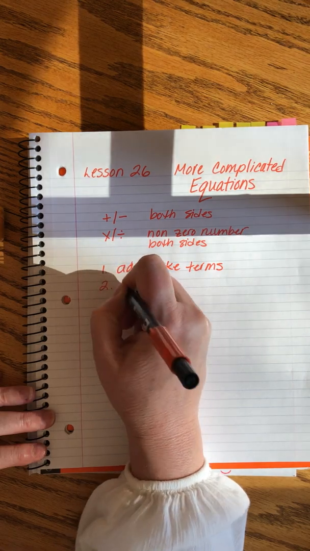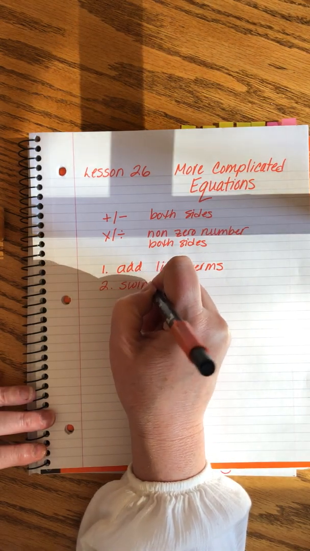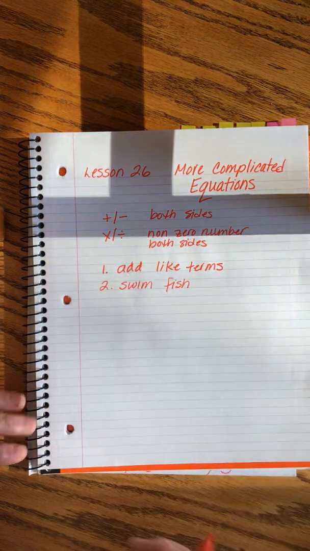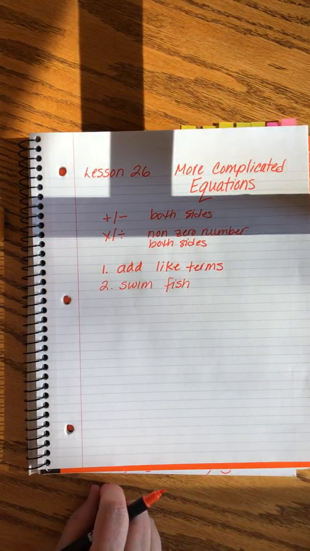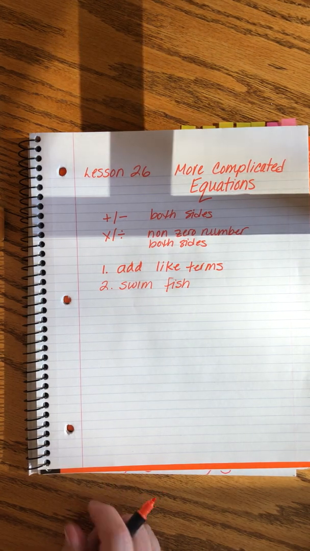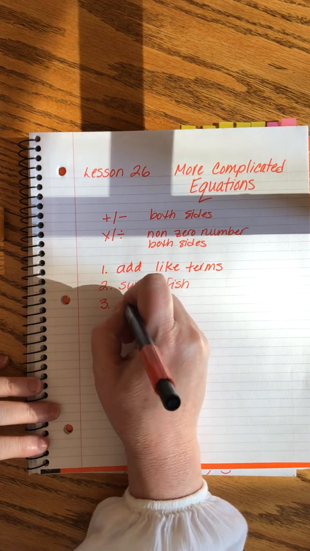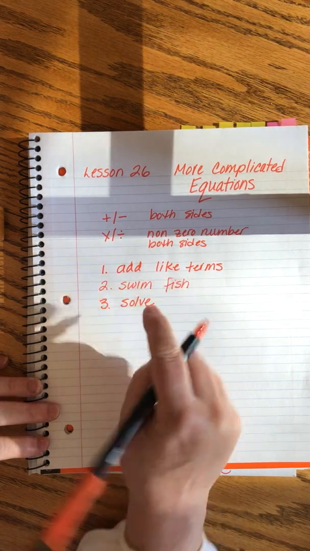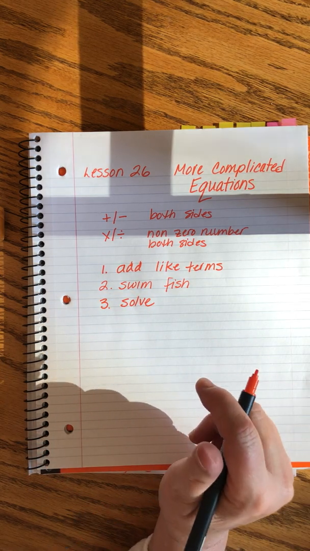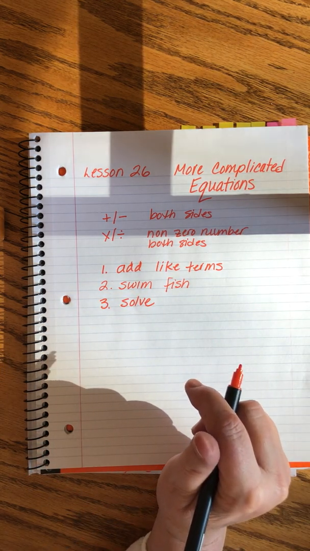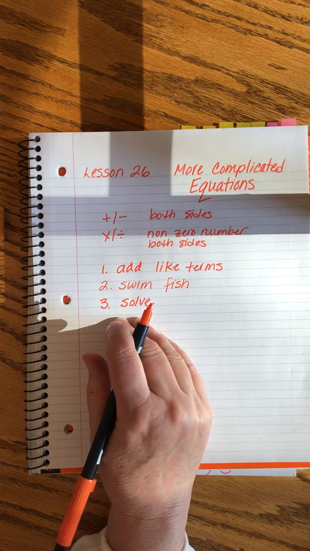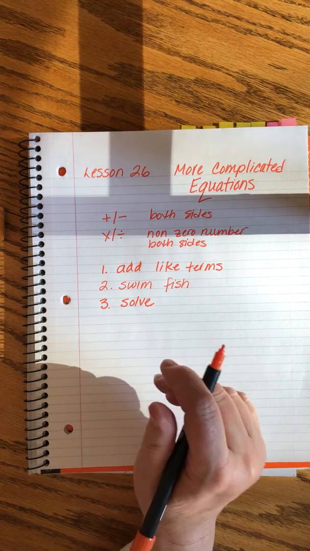And then the second thing that we do, in the immortal words of my 7th grade algebra teacher, is swim our fish, right? We move the X fish to one side and we move the plain number fish to the other side, and then that will allow us to solve. There are fancy math words that you can use instead of saying swim fish, but I don't want to say them because they're not my friends. So this is the basic set of steps that we're going to use.